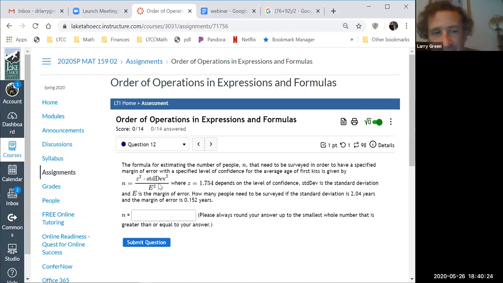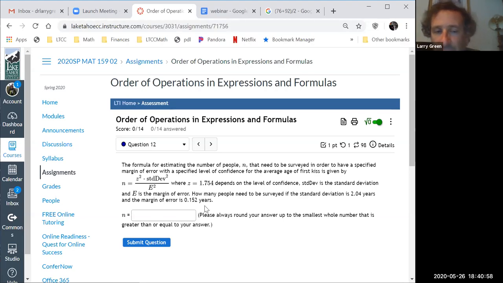STD is the standard deviation. E is the margin of error. Are you starting to get familiarized with these words? You're hearing them over and over again, like standard deviation and margin of error. They just happen. Okay. So how many people need to be surveyed if the standard deviation is 2.04 years and the margin of error is 0.152? Any questions on the question?